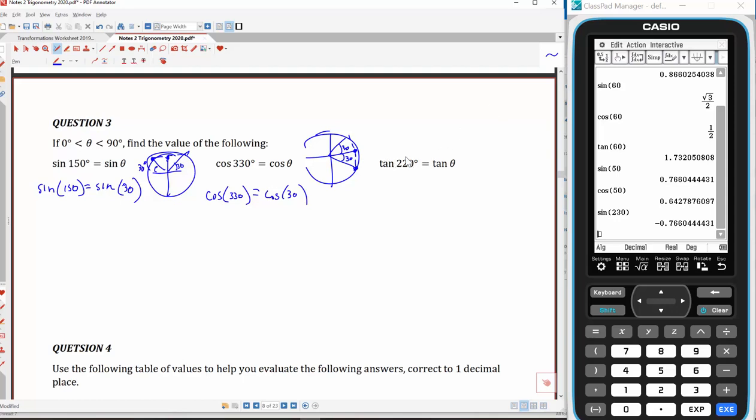Okay, tan of 220. So 220 is, where are we? Here's 270. Here's 180. So it's 40 more than 180. So we're going to go 40 more from there. So the tan of 220 is going to be the exact same thing as the tan of 40.